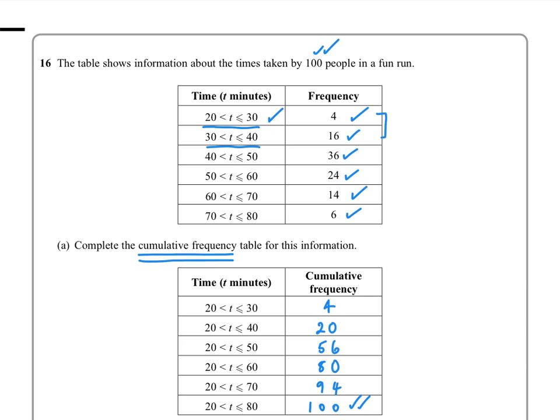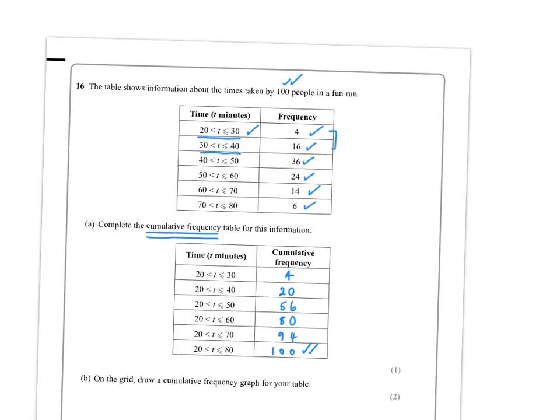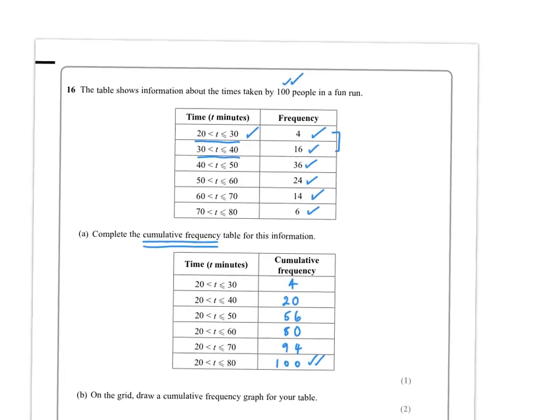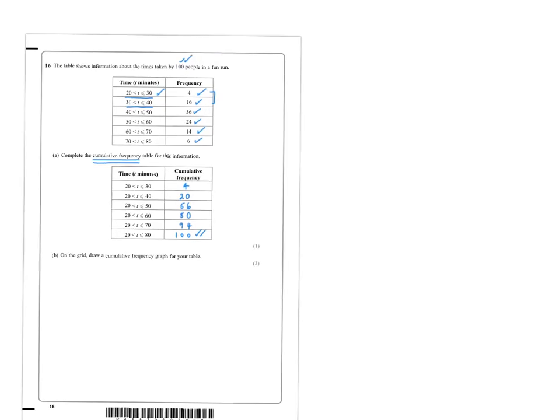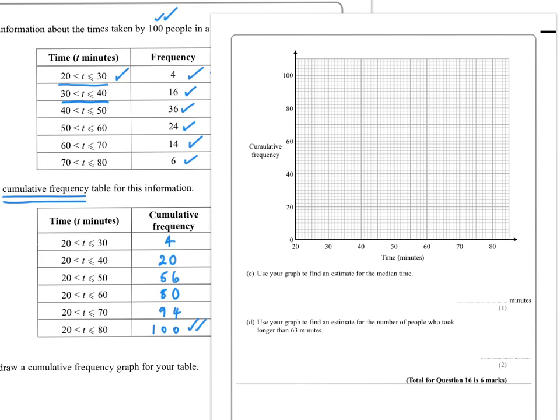So I think to accumulate, to gather the frequencies up as you go along, that's a good way of remembering it. And then it says, on the grid, draw a cumulative frequency graph for your table. Right, so let's see what we can do here. So somehow I managed to cut and paste another slide into another slide, so I've managed that, so I feel good. And let's have a look.